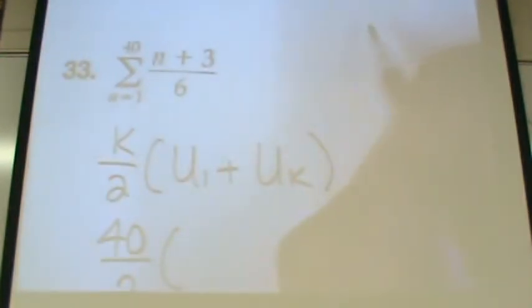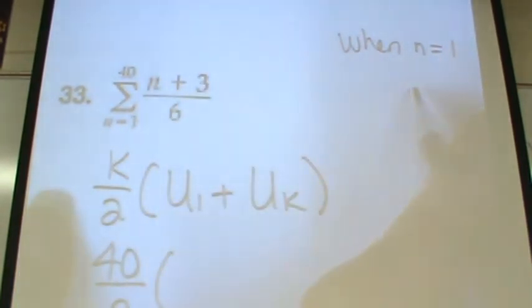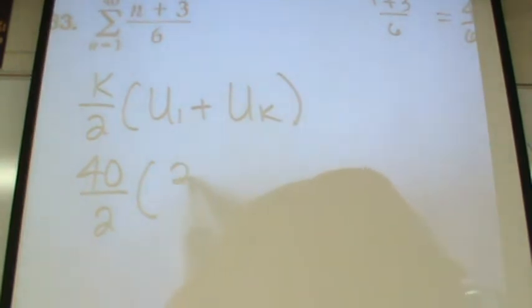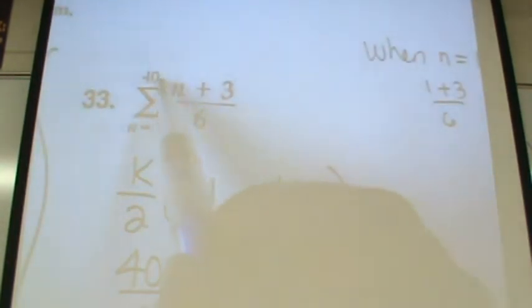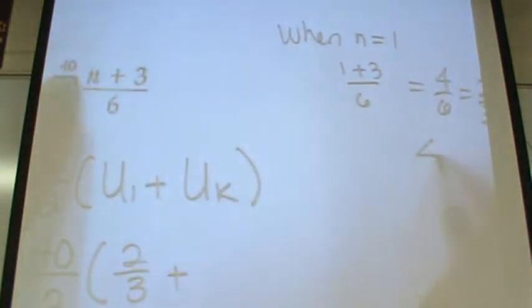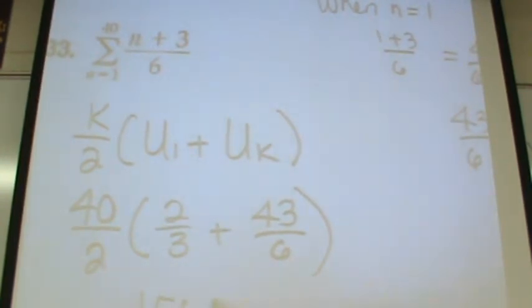1 goes in here. So when n is 1, 1 plus 3 is 4 over 6. So you have 4 over 6, which is 2/3. So the first term is 2/3 that you're adding. In the last term, which is the 40th term, 40 plus 3 is 43, 43 over 6. And do your math. For 33, you should get 156.6. Use a calculator.